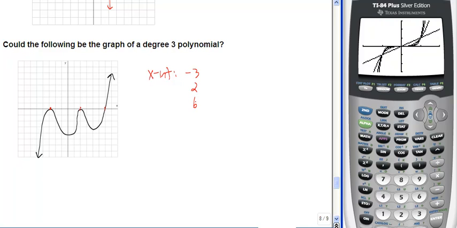Now, based on how the graph is reacting at that intercept, what kind of multiplicities would these have to have? At negative 3, the graph bounced off. So this has to have even multiplicity. At 2, the same thing. It bounced off right there. So it would also have to have even multiplicity. And then at 6, it does pass through, so this would be odd multiplicity.